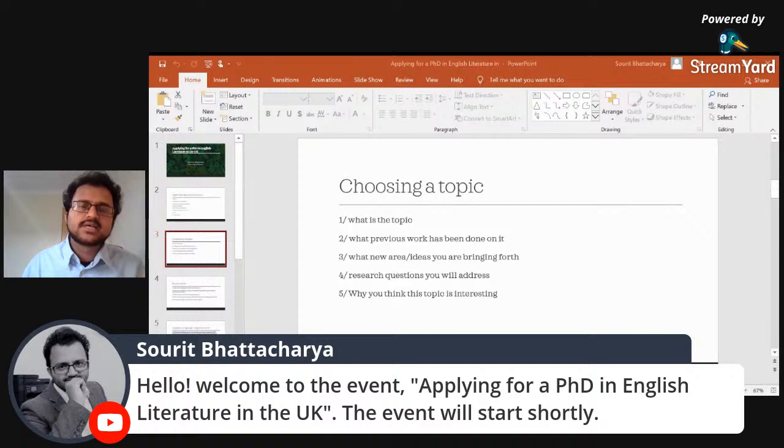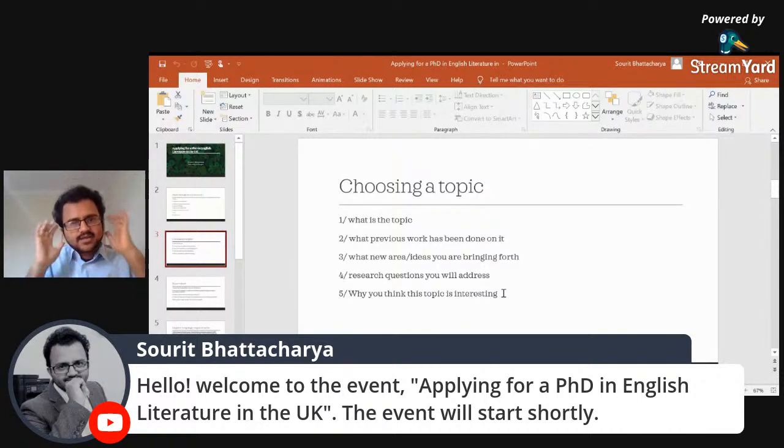A PhD by default is something which is original, a contribution to knowledge. So that's something you need to remember. And then, what previous work has been done on it is very important. What new area or ideas you are bringing forth, and very importantly, the research questions that you need to address, the kind of research questions that are new, exciting. The research questions should be very clearly mentioned, one or two or three, whatever. This is the main question, these are the two sub questions. And then, of course, why you think this topic is interesting, important, what kind of scope this topic has.